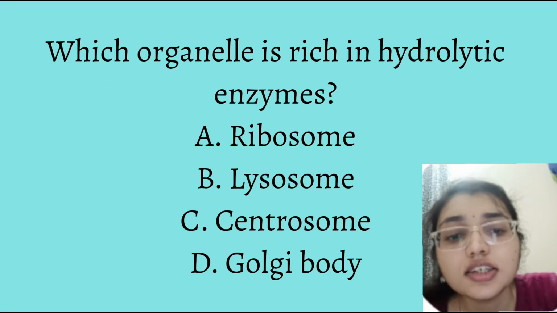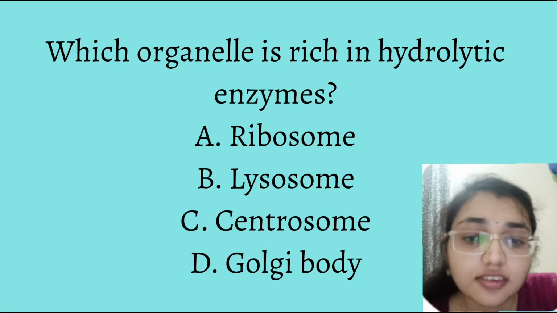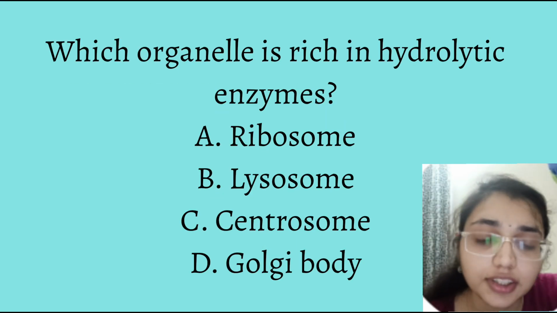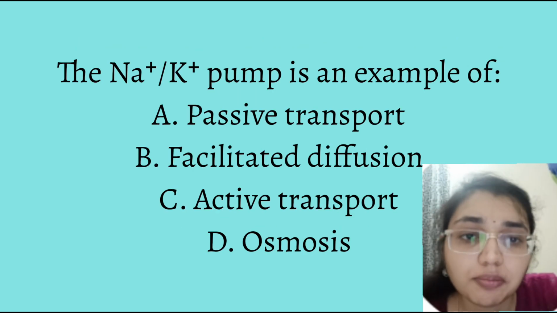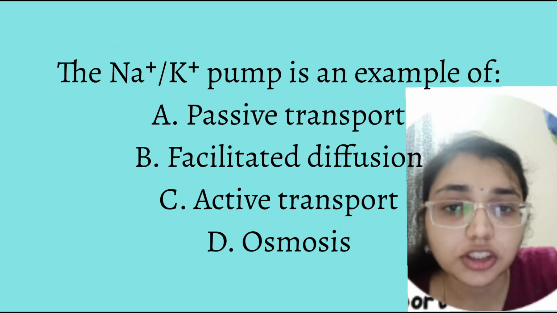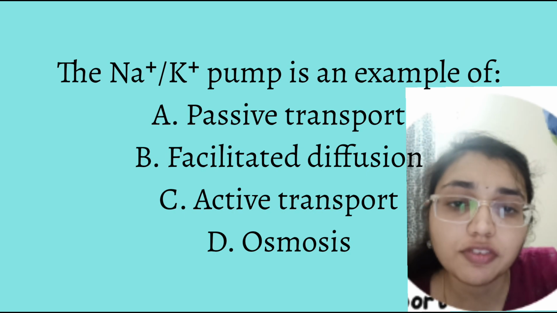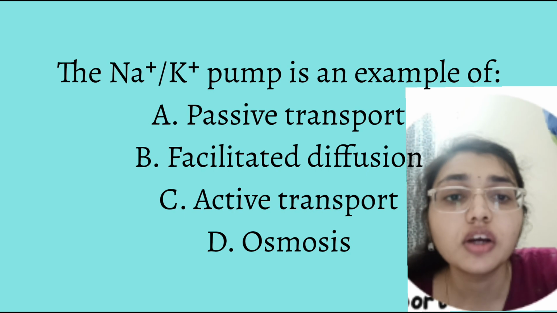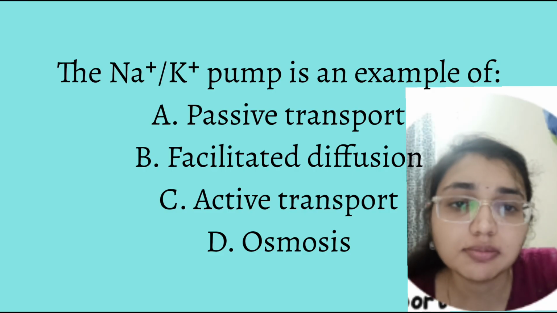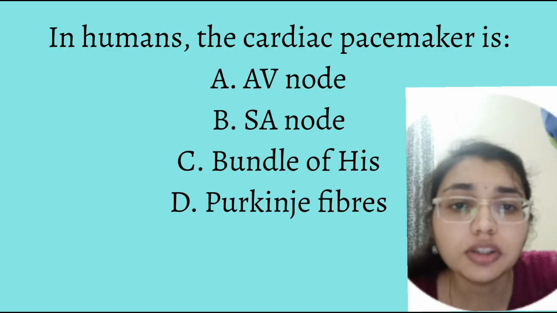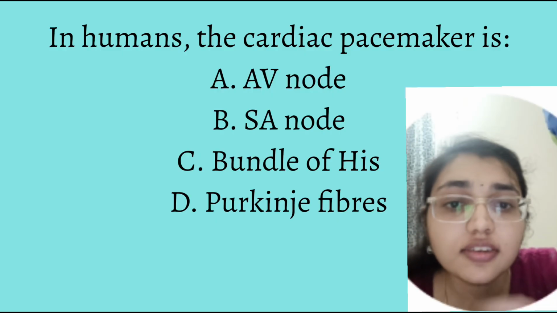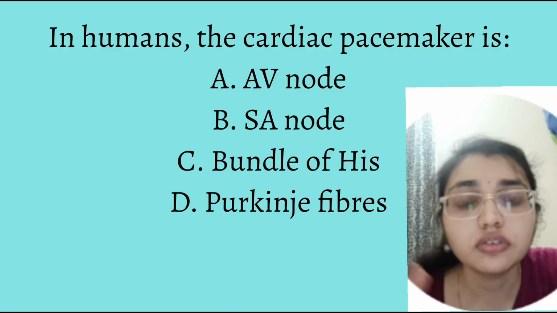Which organelle is rich in hydrolytic enzyme? That is a lysosome that is rich in hydrolytic enzyme. The Na-K, that is sodium potassium pump, is an example of option A passive transport, option B facilitated diffusion, option C active transport. So here we know that the sodium potassium pump is an example of active transport. In human, the cardiac pacemaker is the SA node. SA node is pacemaker, we know that.